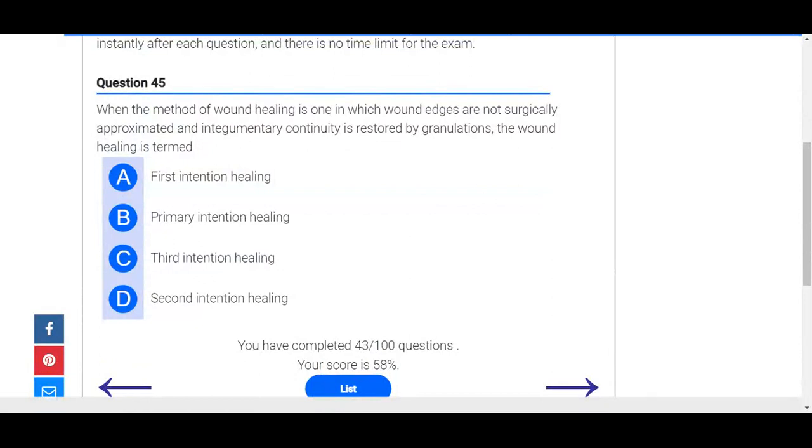When the method of wound healing is one in which wound edges are not surgically approximated and integumentary continuity is restored by granulations, the wound healing is termed. Okay, so the key word here is granulations. Granulations are like the pinkish layer of covering on the wound. First intention, primary intention, third, or second intention healing. So I kind of remember this, but I forgot it already. I'm trying to remember.